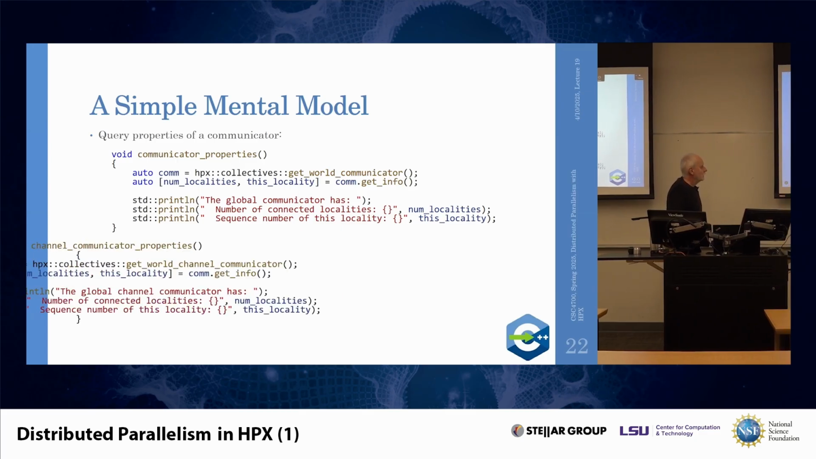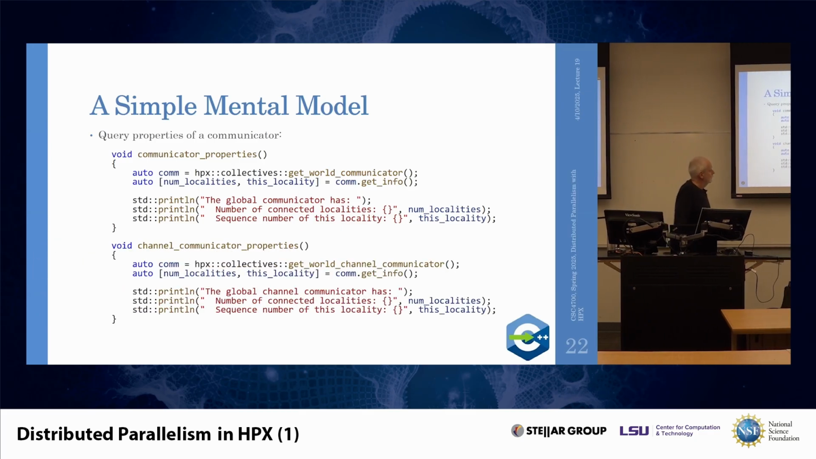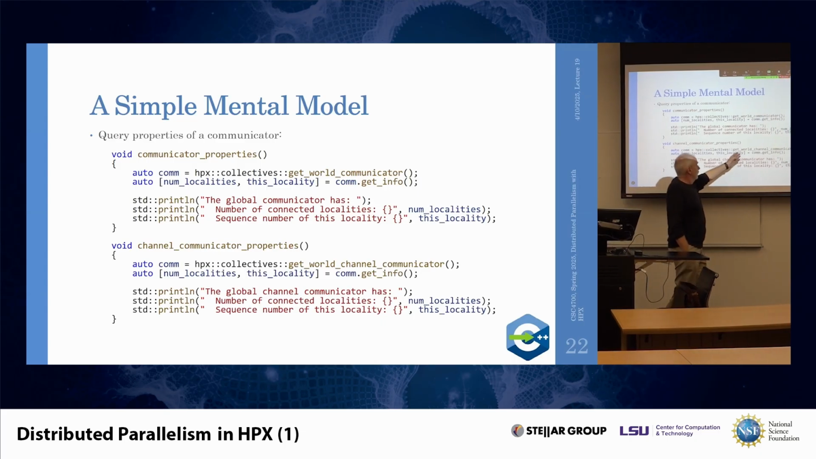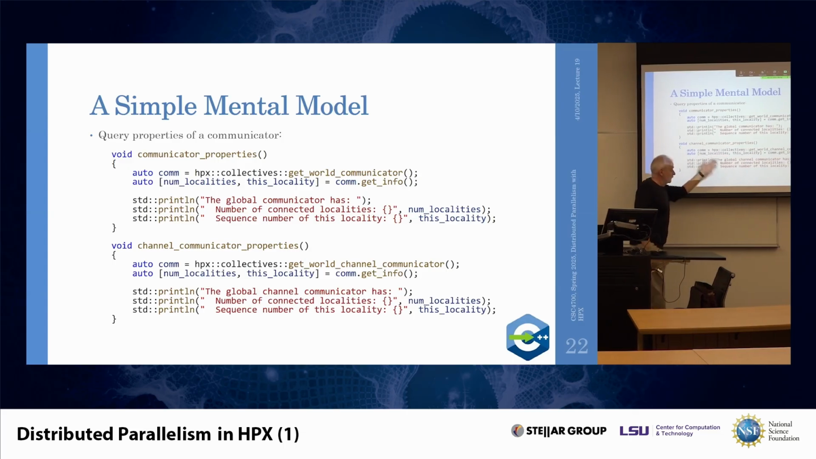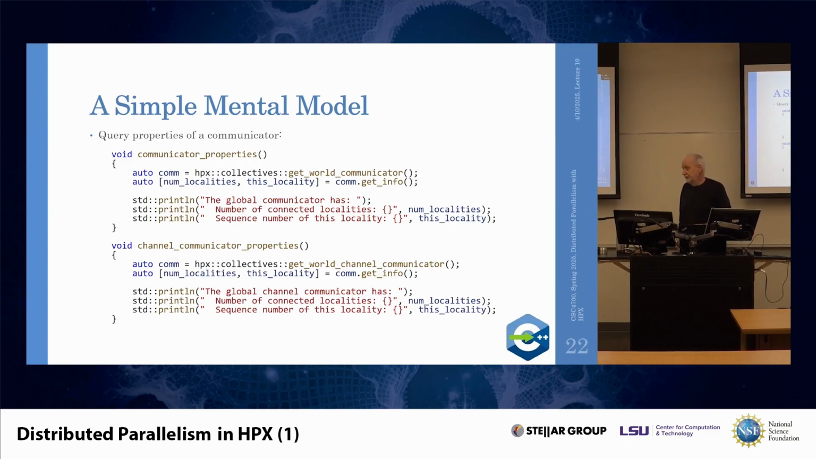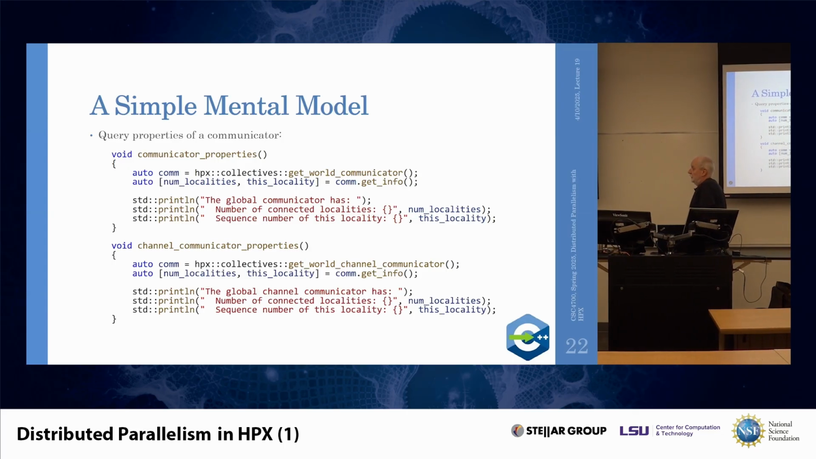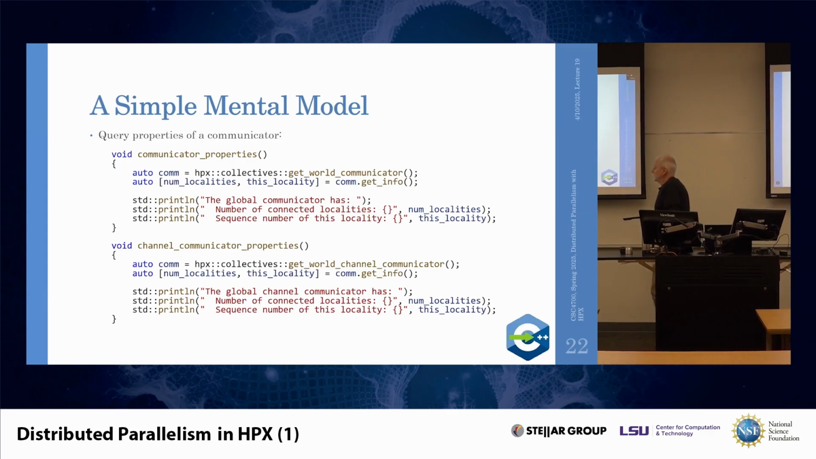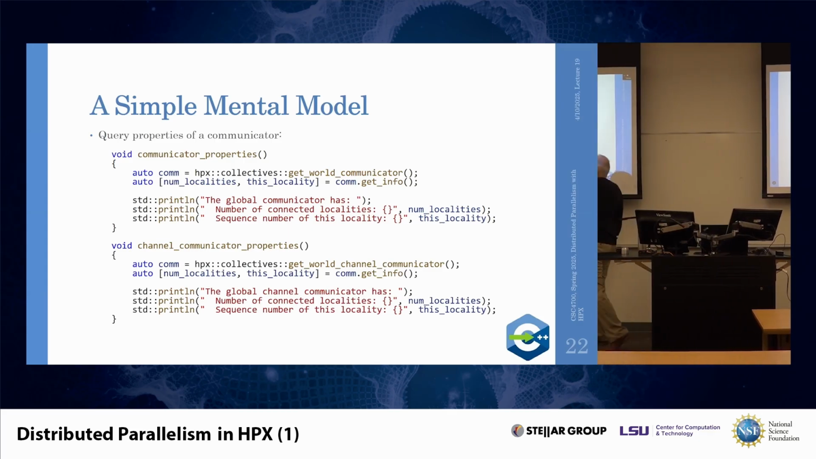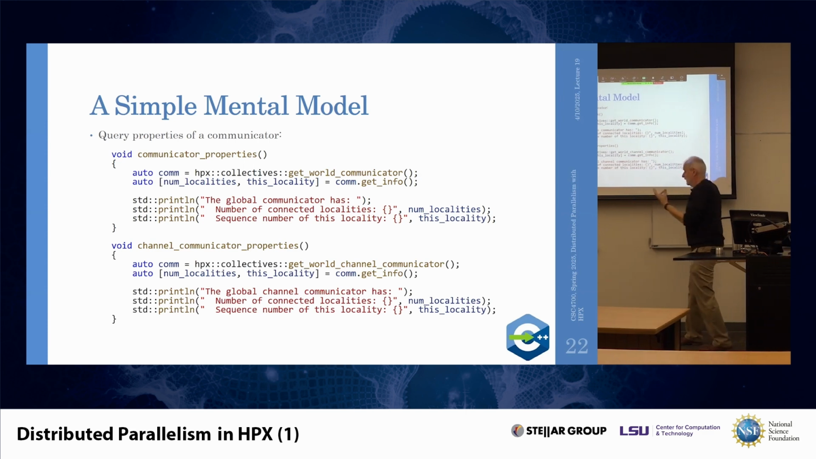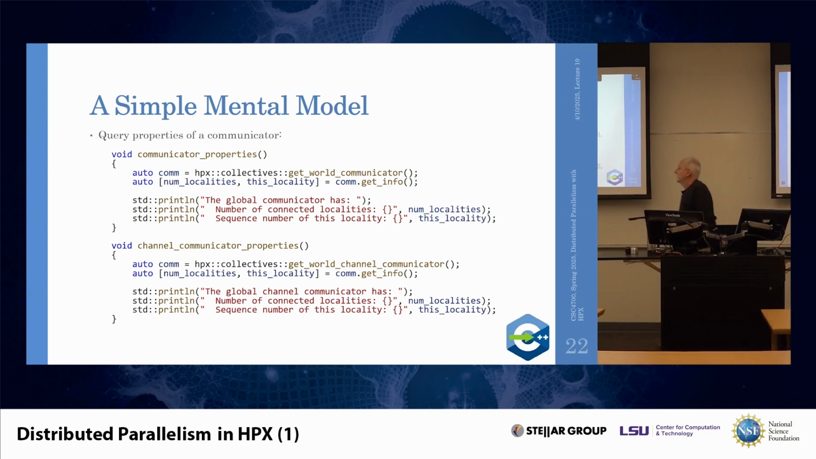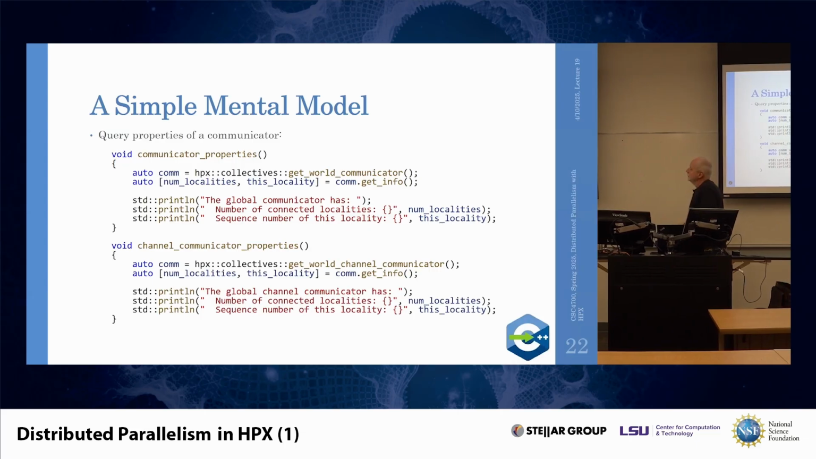The same can be done for the channel communicator. So you can get the global world channel communicator, you can call getInfo on it, and it will give you the same information back, but this time pertaining to the channel communicator. Not much unexpected, I think. It's really just a way of dealing with the set of localities that are connected to a particular operation.